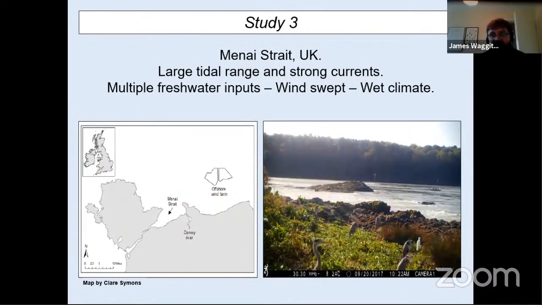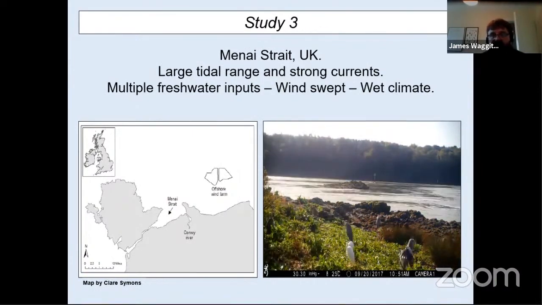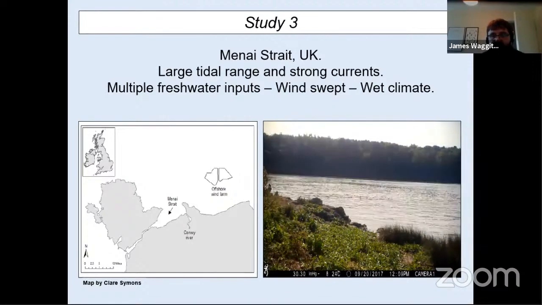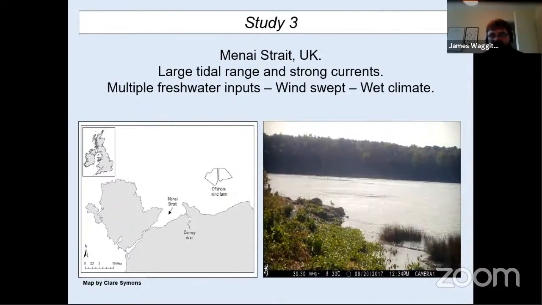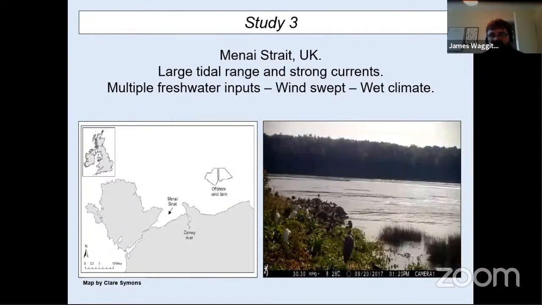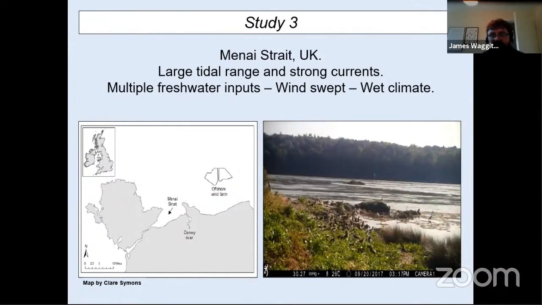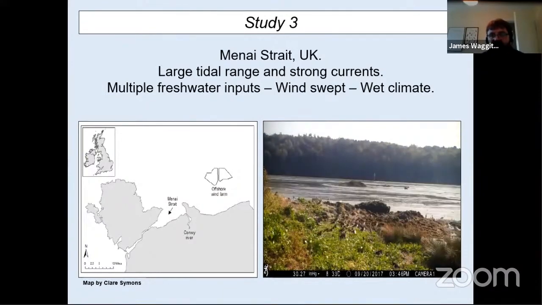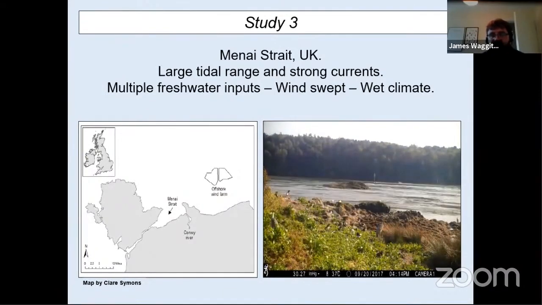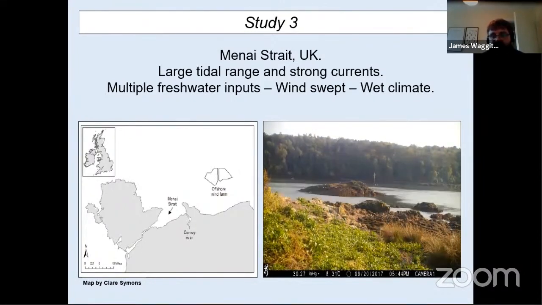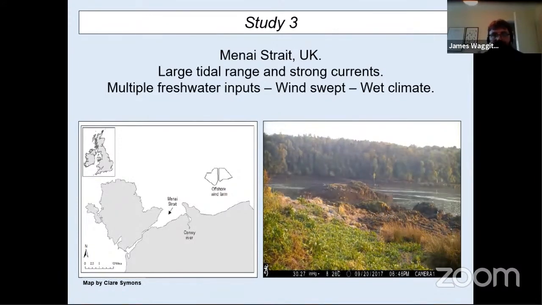But the thing about the Menai Strait, which is different to Vigo, is you've got a huge tidal range and very strong currents. So you'll see here, this is just some camera trap footage, and you'll see here that there's a huge range in the height of the water over the tidal cycle. So at its most, the water depth can be 7 meters higher at high tide than it is at low tide. And there's very strong current speeds as well.